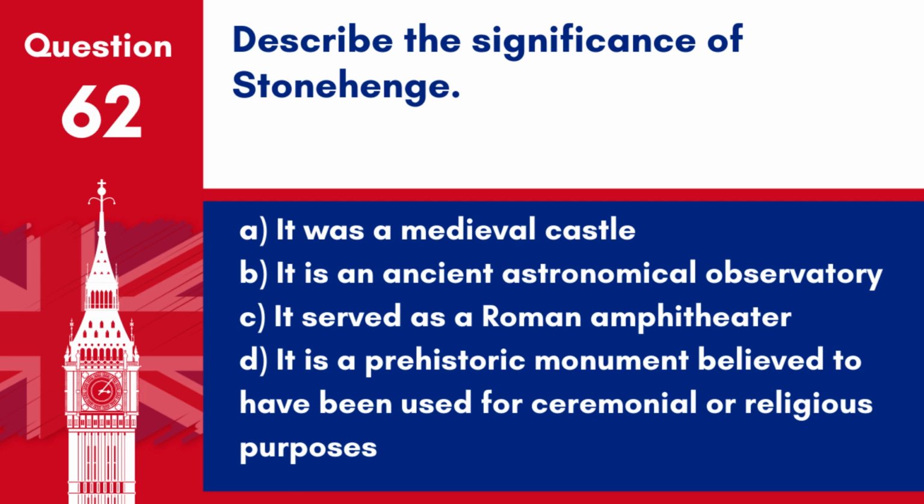Question 62. Describe the significance of Stonehenge. A. It was a medieval castle. B. It is an ancient astronomical observatory. C. It served as a Roman amphitheatre. D. It is a prehistoric monument believed to have been used for ceremonial or religious purposes. Answer: D. It is a prehistoric monument believed to have been used for ceremonial or religious purposes.